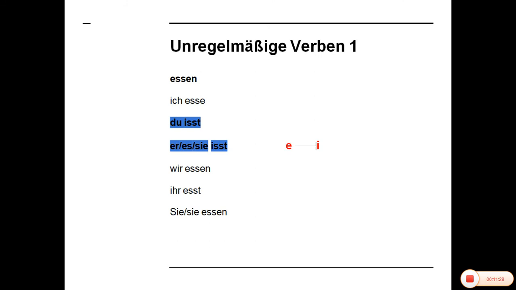So, in the irregular verbs, three changes take place. One of them is E changes to I. Another one is A changes to Ä, A umlaut. For example, schlafen, to sleep. Ich schlafe, du schläfst, sie schläft, wir schlafen, ihr schlaft, sie und Sie schlafen.